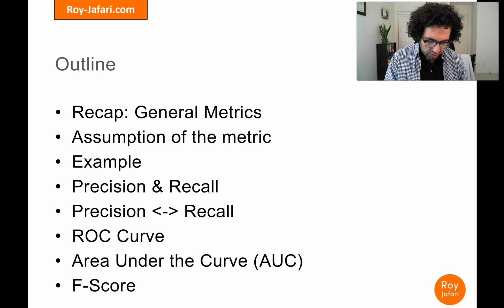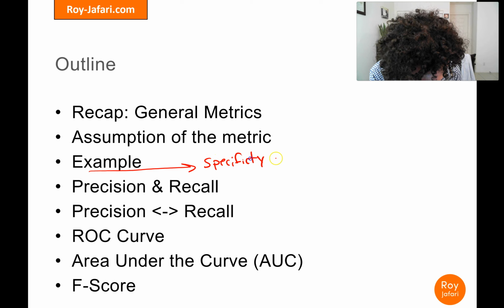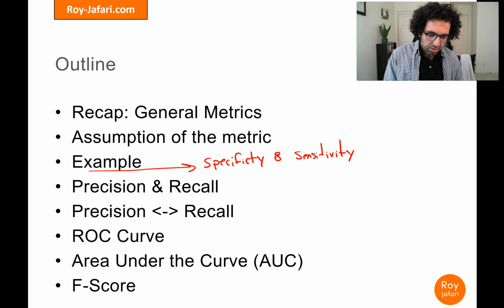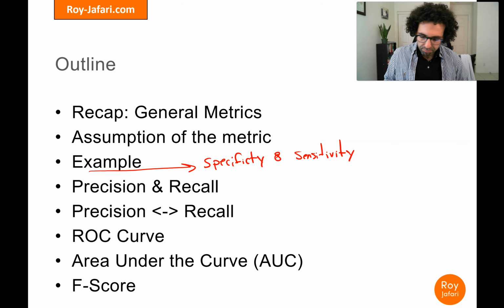That's not actually written here, so let me just go ahead and add it here. Before precision and recall, we're going to discuss the relationship between recall and precision. Of course, the same exists between sensitivity and specificity. And also we're going to talk about ROC curve, area under the curve, and eventually we'll discuss F-score. So let's get to that.